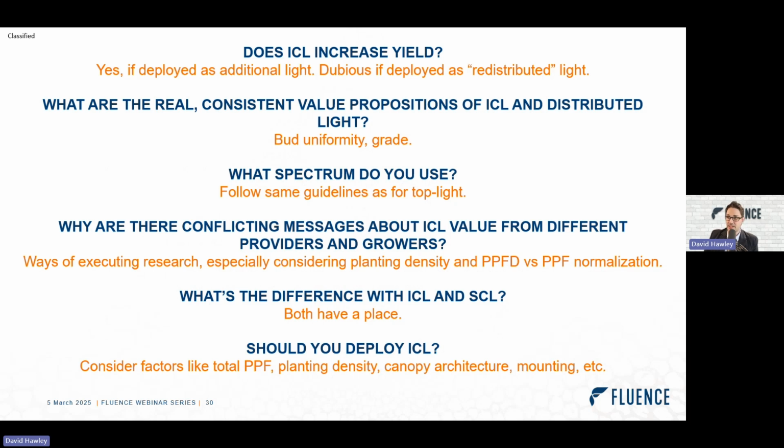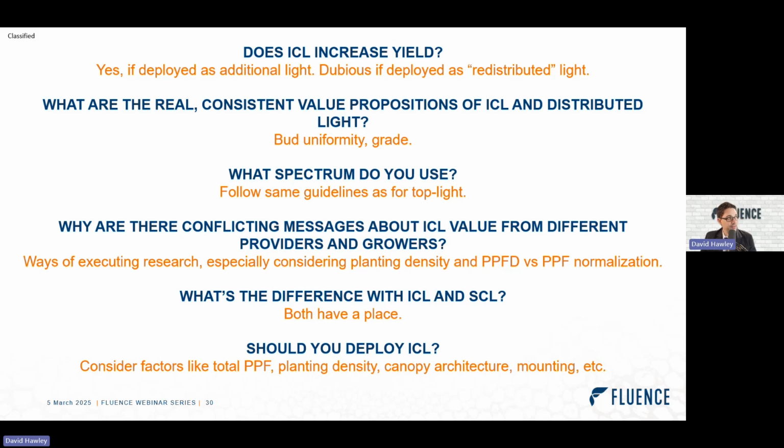First of all, does ICL increase yield? The answer is yes, if deployed as additional light. However, it is dubious if deployed as redistributed light. What are the real and consistent value propositions of ICL and distributed light? Those are bud uniformity and grade. What spectrum do you use? Just follow the same guidelines that you would use for top light.